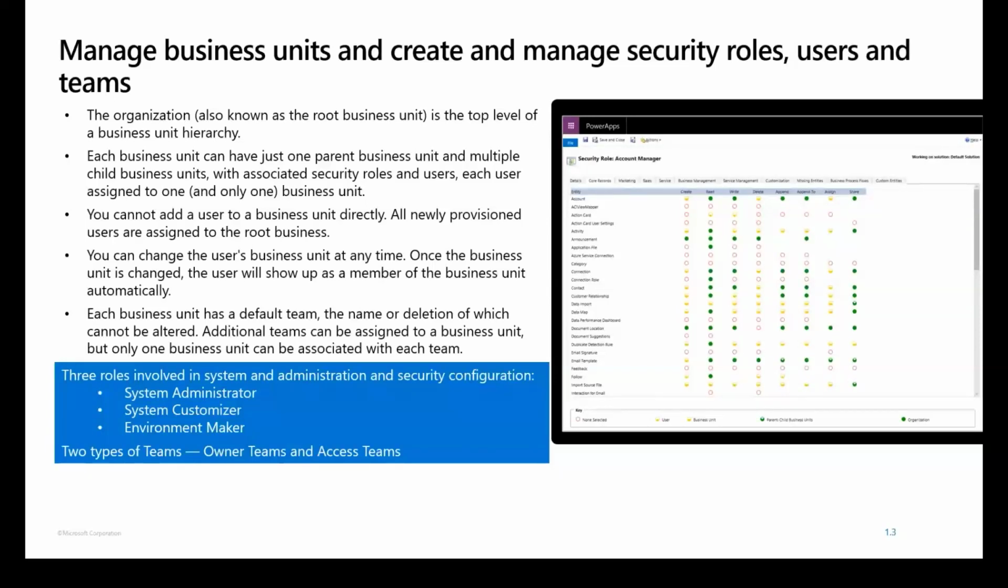There's also, as I say, the standard roles. So, system administrator gives you pretty much everything. System customizer gives you access to your own data, but also the ability to customize and create apps. And then the environment maker is a special role that is around allowing users to create their own apps and flows.